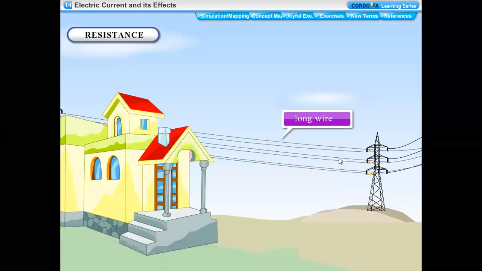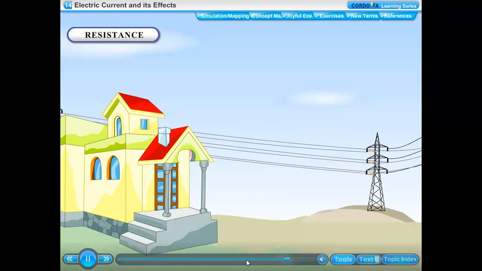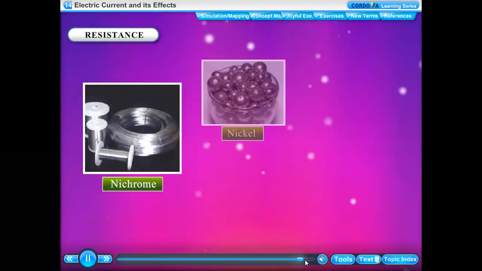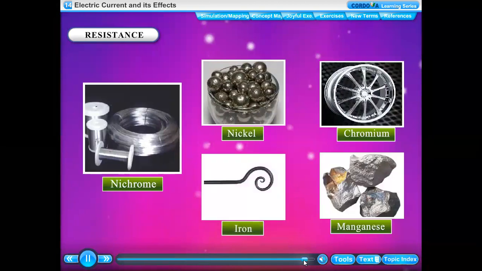These are the electric transmission wires which come from the electric power station to our home. But here we are using a short wire. Nichrome, nickel, chromium, manganese, iron, these wires can be used.